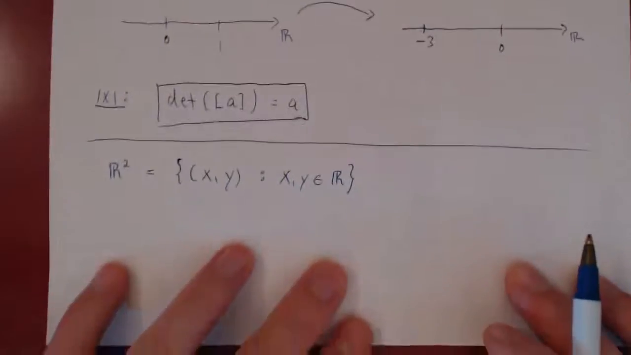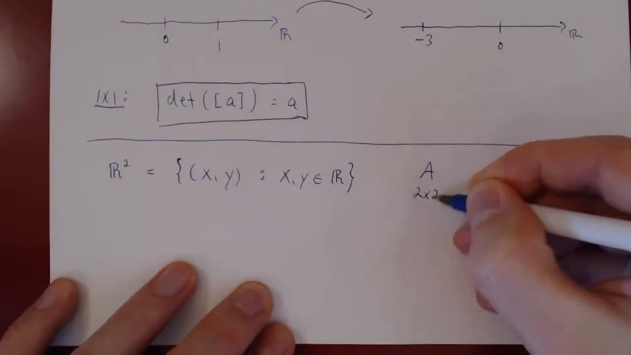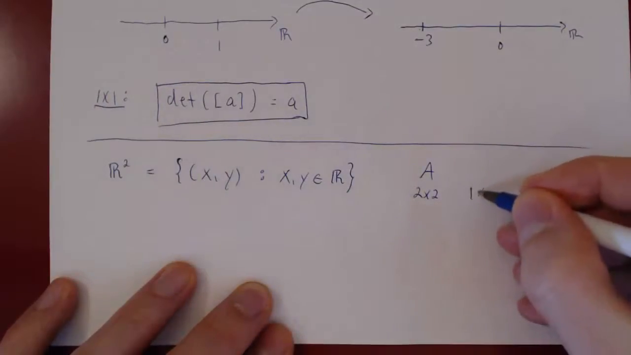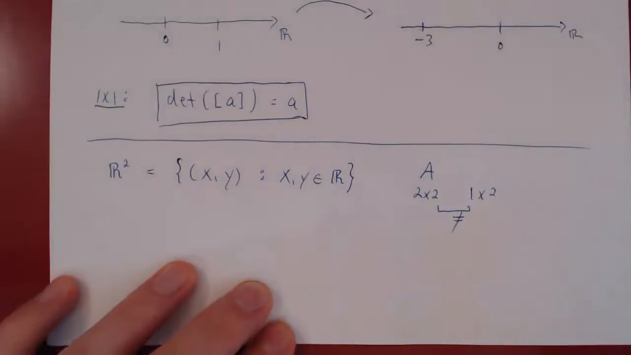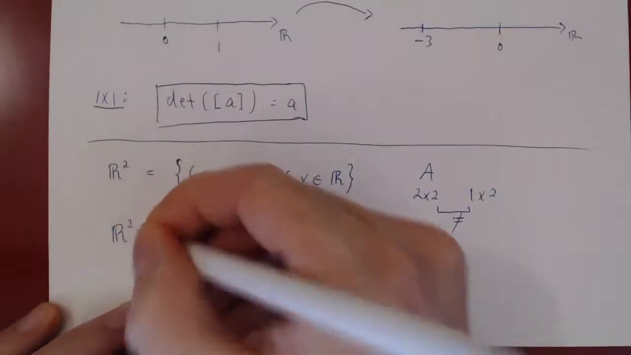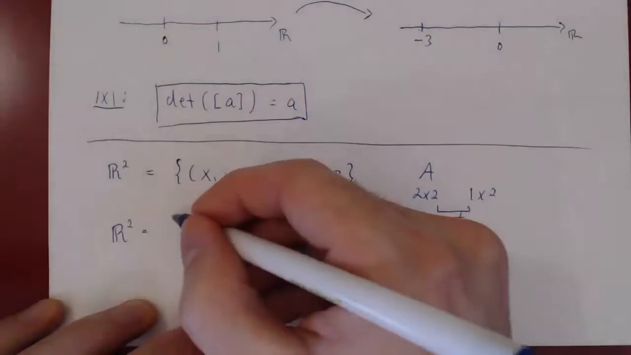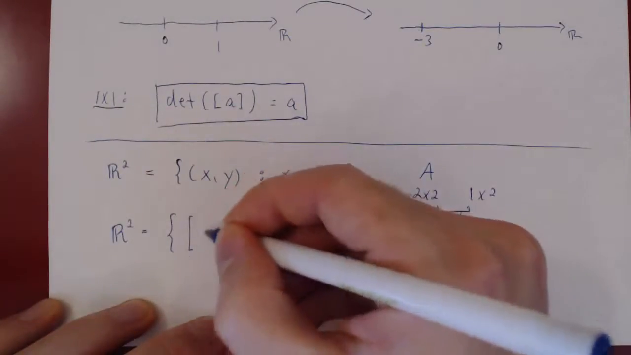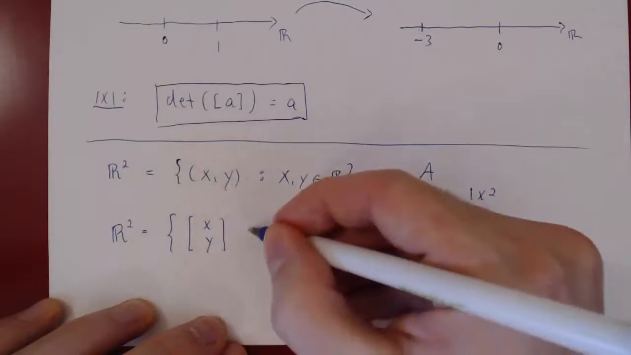And so the question is, well, if we have a 2 by 2 matrix, say A, and you can think of this as a 1 by 2 matrix, then multiplication is not defined. It doesn't work. Well, the idea is, what if we flip this on its side? Instead of thinking of R2 as a tuple of real numbers, what if we put this tuple vertically? What if we think of R2 as the set of all 2 by 1 matrices?